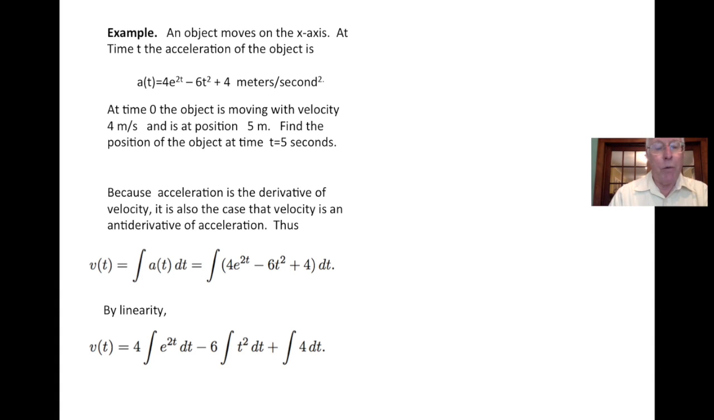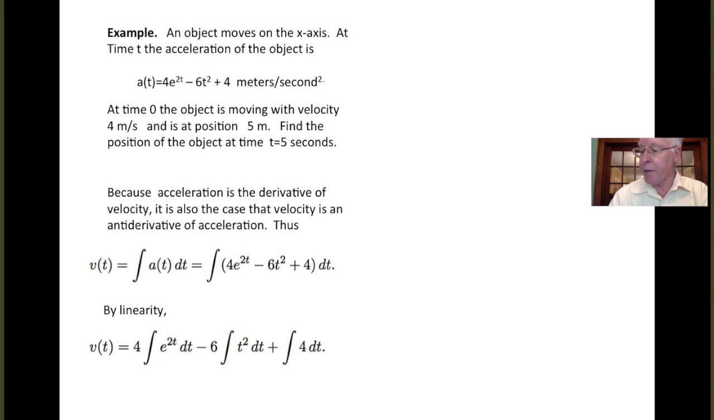Apply the linearity rules we learned earlier, that we can break this integral up along the sums and differences, and likewise pull out multiplicative constants. So v can be found by doing 4 times the antiderivative of e to the 2t dt, minus 6 times the antiderivative of t squared, and then plus the antiderivative of 4.